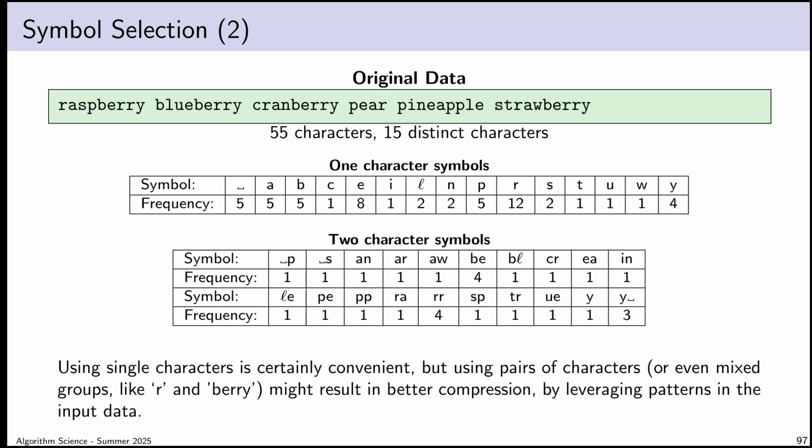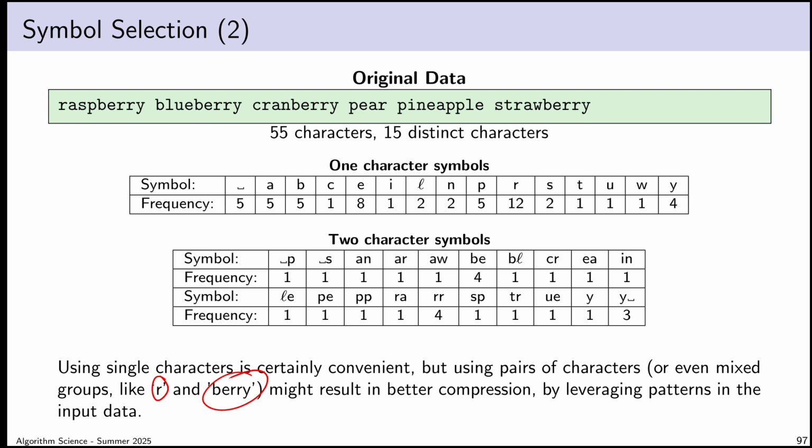However, for our purposes, it's good to think about this as being applied to single characters. Although there are examples where, if you can find a way of figuring out the best combinations using mixed groups, like using R as its own symbol, but the word berry as its own separate symbol, that could result in better compression. But that requires inspecting the input data for patterns, something that could be a very difficult problem.